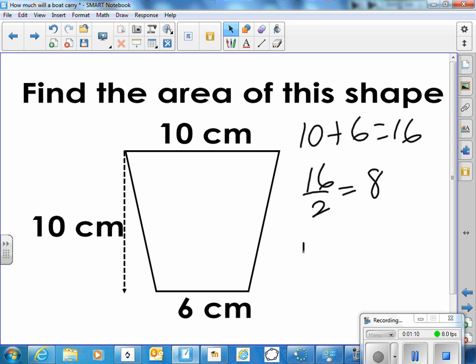So if we multiply our height of 10 times our average width of 8, that tells me that the area of that shape is 80 square centimeters. And I would multiply by how long it is the other direction to find the volume.